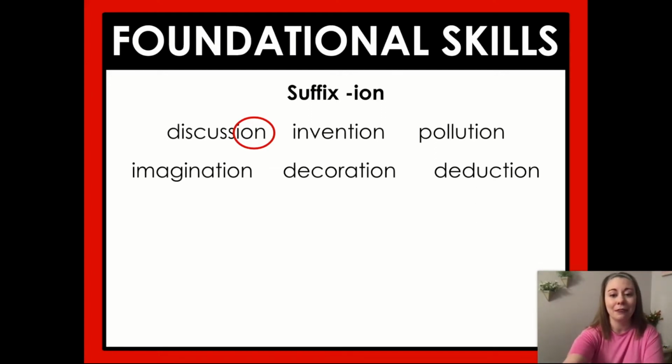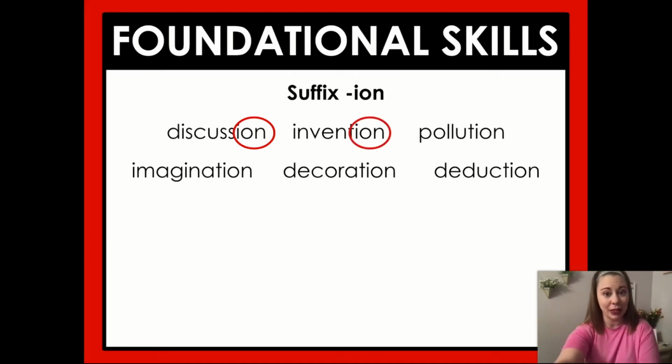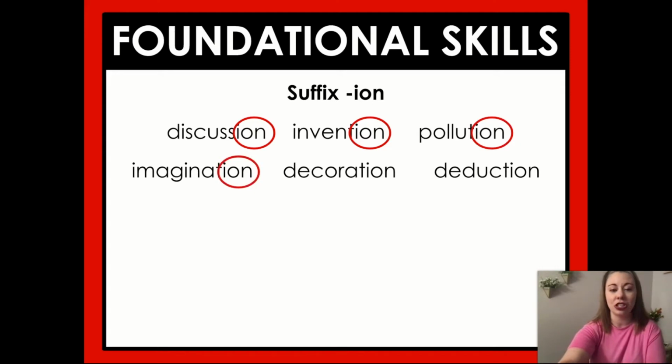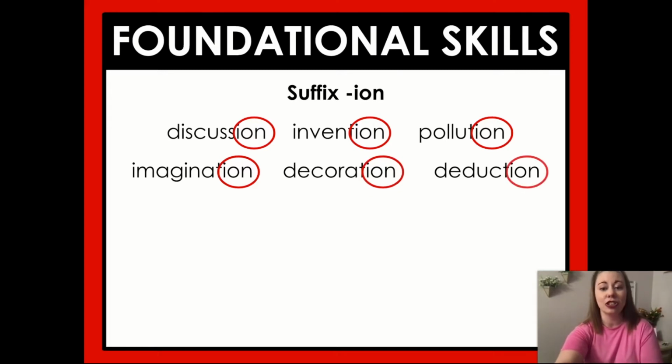Or we have invention, again the suffix ion, the condition of being invented or the act of being invented, right? Pollution, the condition of being polluted, or imagination, the condition of being imagined, right? And then so on with decoration and deduction. All of those change a word into a noun. So an invention is a thing, it's a noun, but it's something that is invented.